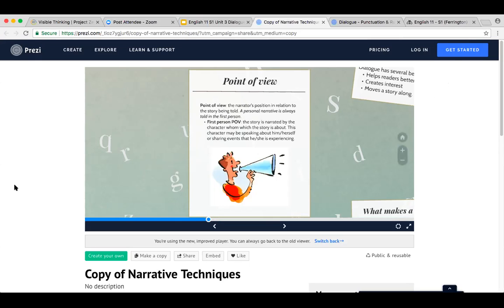We'll just go ahead and continue on with the point of view. I was just saying that point of view is first person for a personal narrative. It's always going to be about the person who is writing the personal narrative. That's what makes it personal.